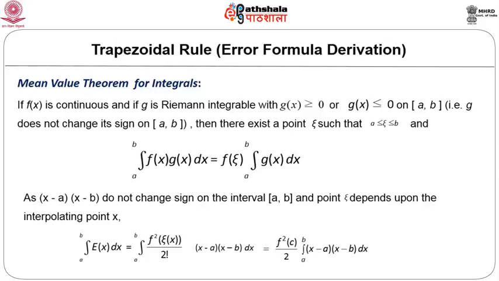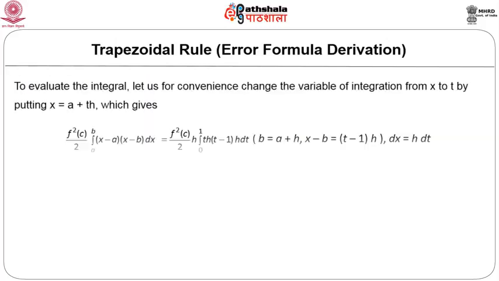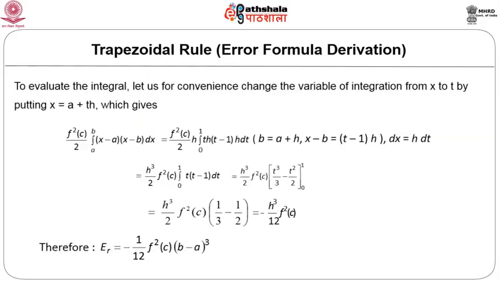So, we get f'' at some point c, where c lies within a to b, so f''(c) by 2 and the integral from a to b of (x minus a) into (x minus b) dx. Now, in order to be able to evaluate this integral, for our ease of convenience, let us change the variable from x to t. So, x becomes a plus th. Let us substitute x equals a plus th and change the variable of integration from x to t.